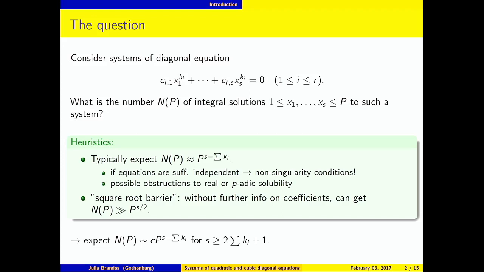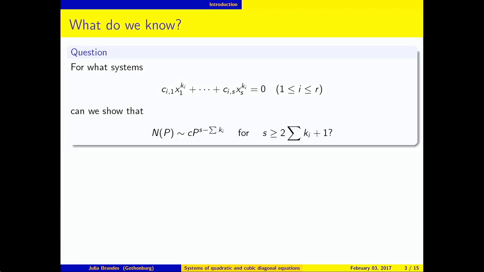But if we have the number of variables bigger than twice the total degree, we would hope to get some kind of asymptotic formula like this. And I put in the C here in order to take care of the local obstructions. So that's what we want to get. Can we get this? Well, this is the question again, reformulated.